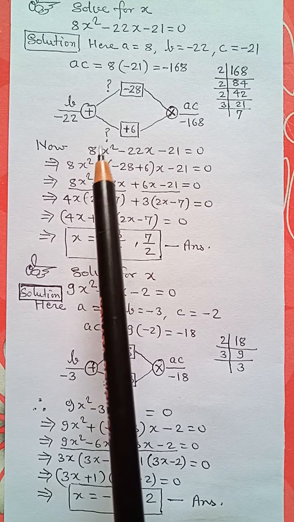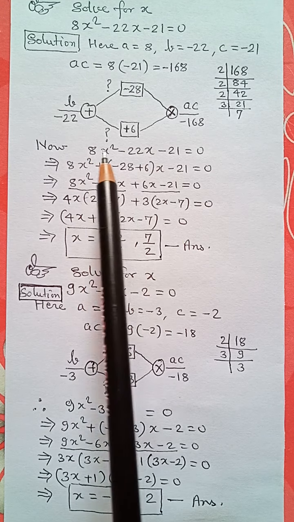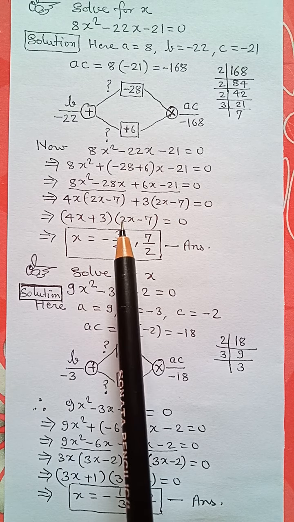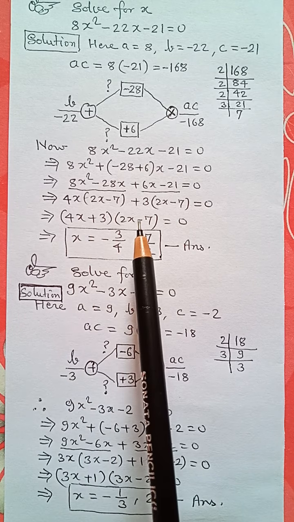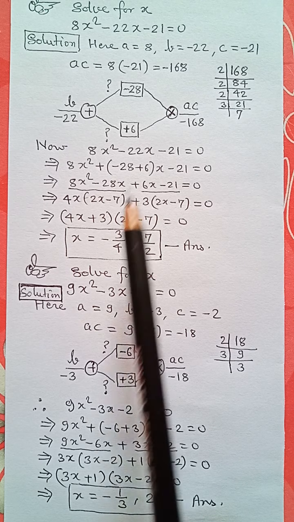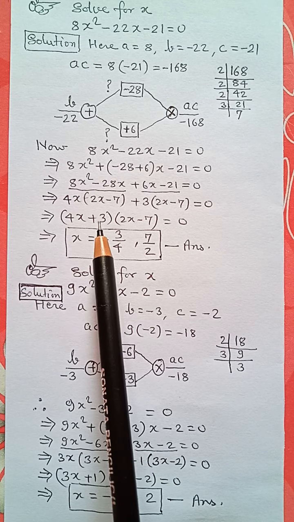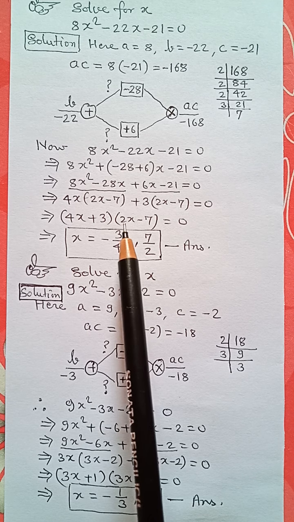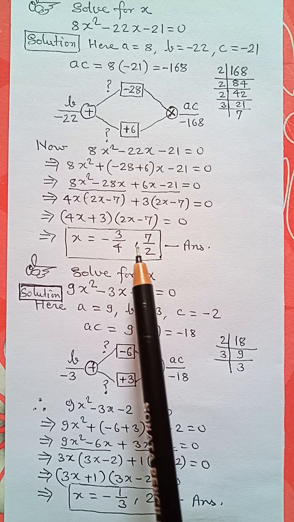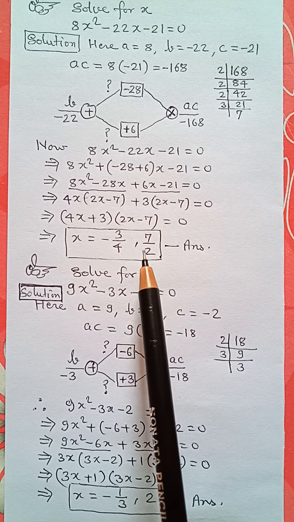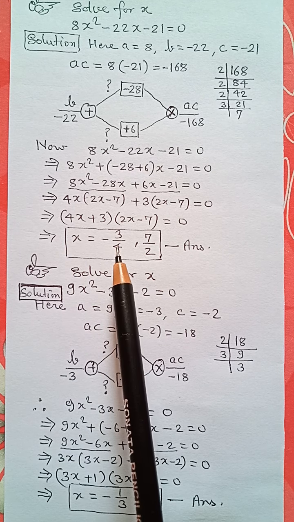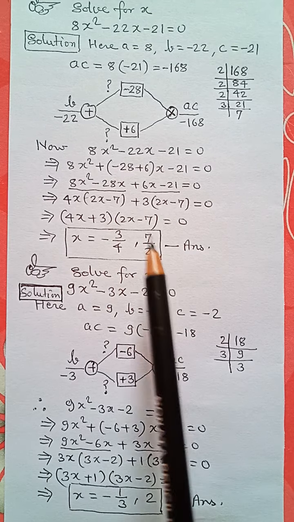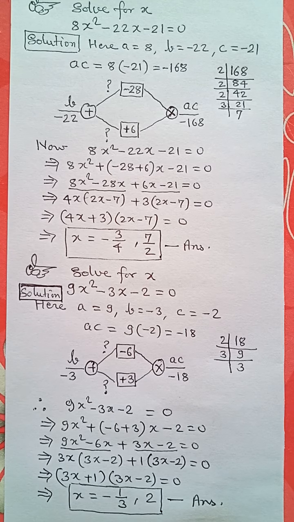Thus, this quadratic polynomial is factorized into two linear polynomials. And from this, we can easily solve the quadratic equation. Here the first equation gives us x is equal to minus 3 by 4, and the second factor gives us x is equal to 7 by 2. Thus x is equal to minus 3 by 4 and x is equal to 7 by 2 are the roots of that quadratic equation.